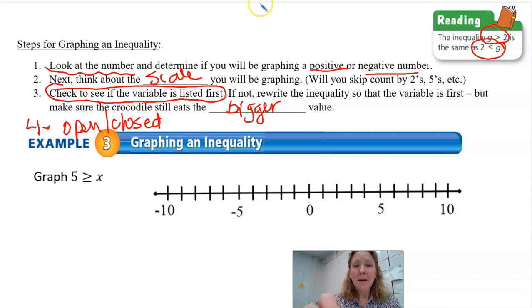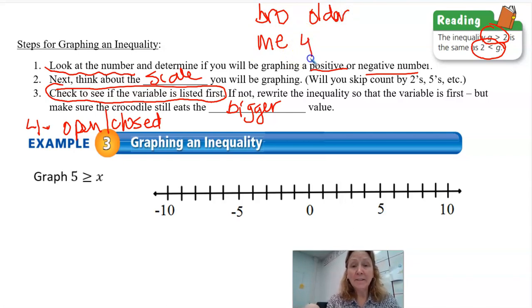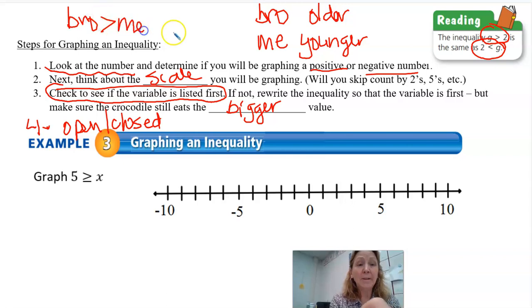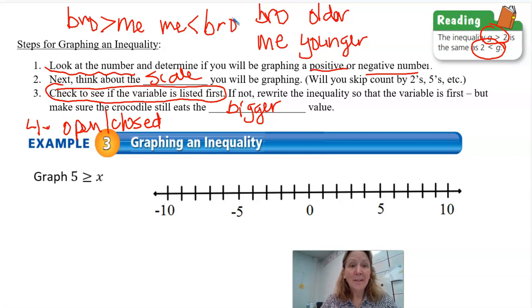So my brother, so this is age, my brother is older than me, right? So I can say he is older than me, but also I can say that I am younger than him. So I basically did 2 things. I said my bro was older than me, and me is younger than my bro. So they mean the same thing, right? My brother is still older no matter what order I say it in. That's the idea with an inequality.